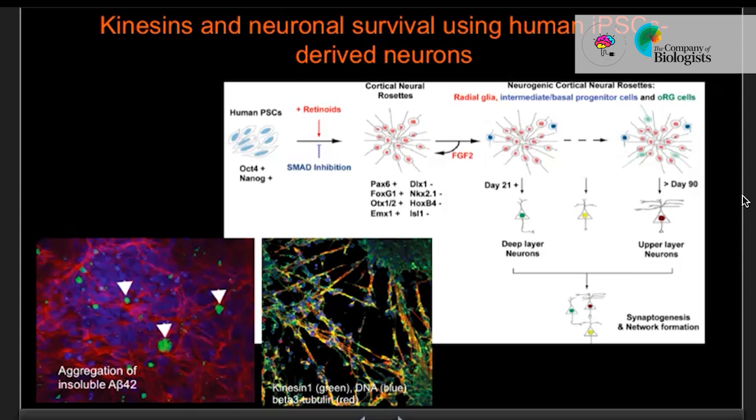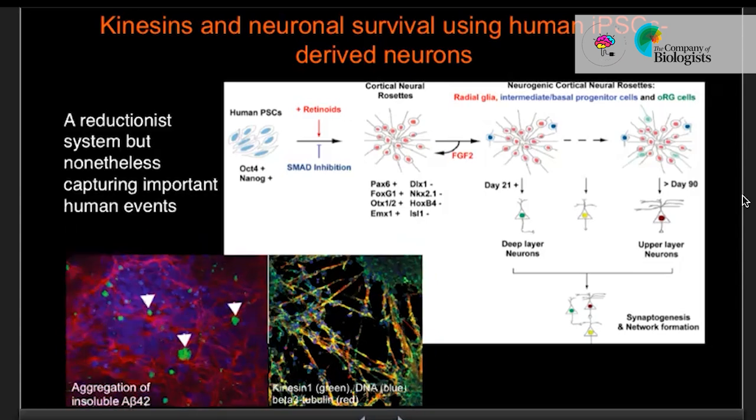So the first question we wanted to answer is, are these motors required for neuronal survival, like we saw in the fly? That's the first question. And the second question is, can we overexpress these motors in an Alzheimer's disease model using the human iPS-derived neurons and see whether we rescue the phenotype? And I'll tell you the results of that.